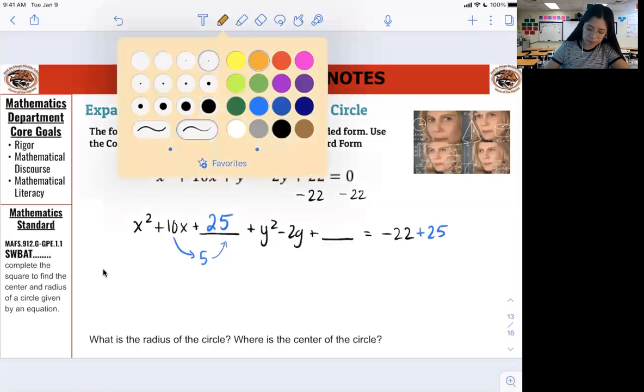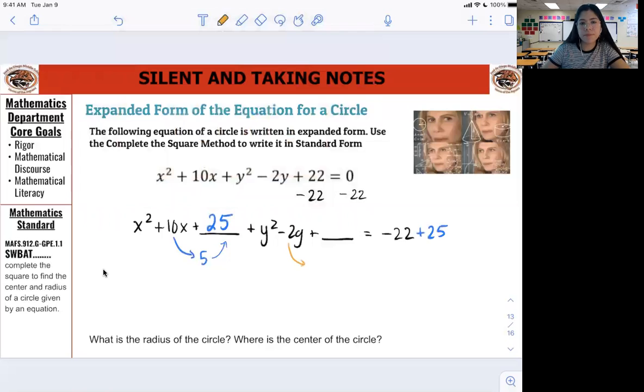Good. What's my magic number here? Careful, it's just 1. It's -1. -1. Because you have to divide it by 2. Divide it by 2 and then square it. Don't forget, yeah. So what's -1 squared? It's okay. It's +1. And since I'm adding 1 over here, I got to add 1 over there. What do I do next?